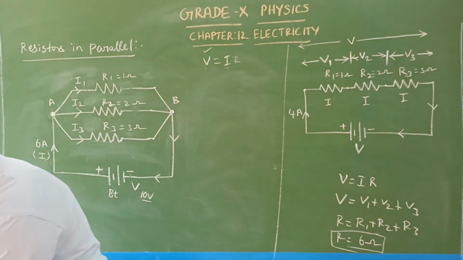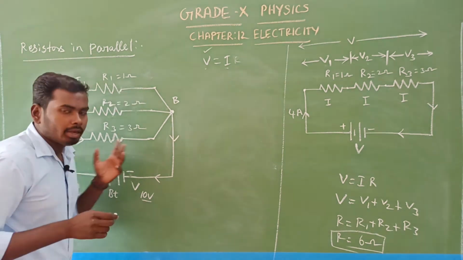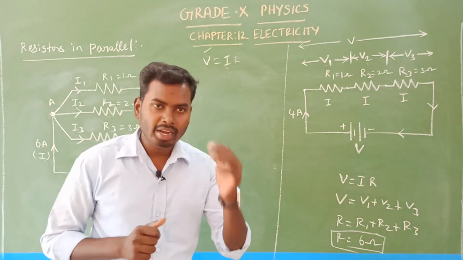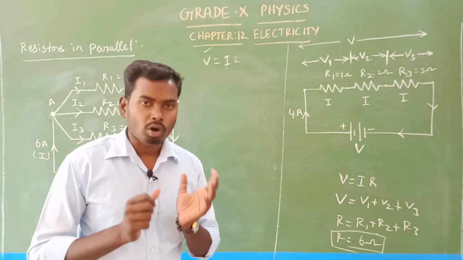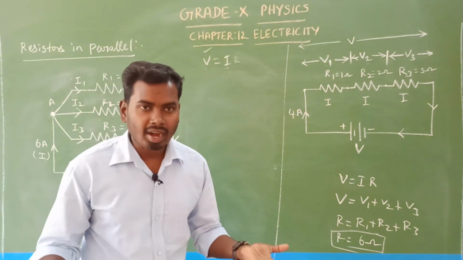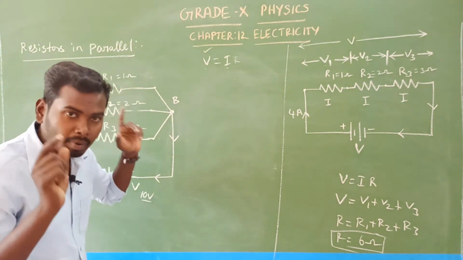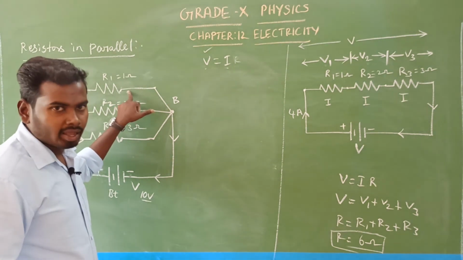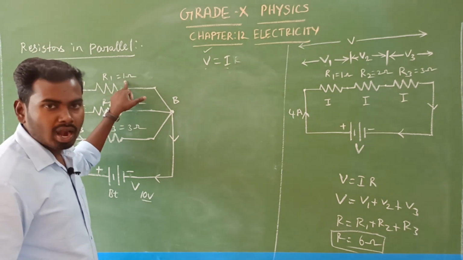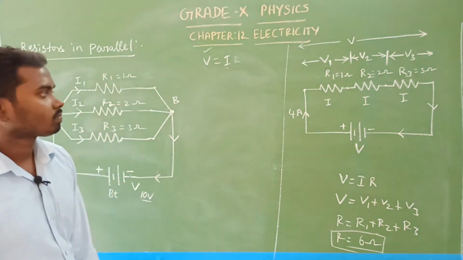So what is the conclusion, sir? In parallel combination, the potential difference remains same, voltage remains same. Whatever the resistance connected in parallel, potential difference remains same, but current gets distributed. In parallel combination, the current flowing through the resistors depends on the resistance value. If the resistance is more, current will be less. If the resistance is less, current will be more. That's all. Very easy one.